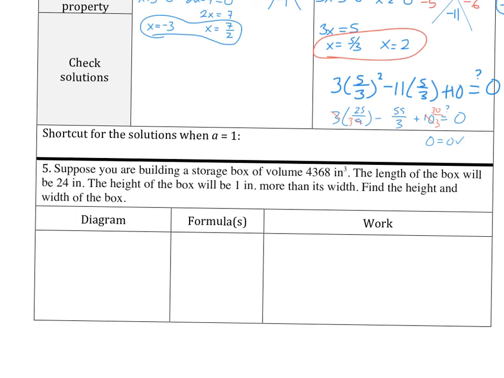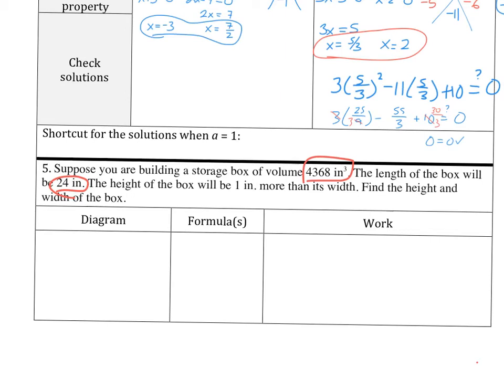So if we look at this problem here, we're going to suppose you're building a storage box, volume 4,368 cubic inches. The length of the box will be 24 inches, so we already have a solidified number. The height of the box will be 1 inch more than its width. Find the height and the width of the box. So, since we already have a 24, we know that we could effectively pull the 24 out of this.